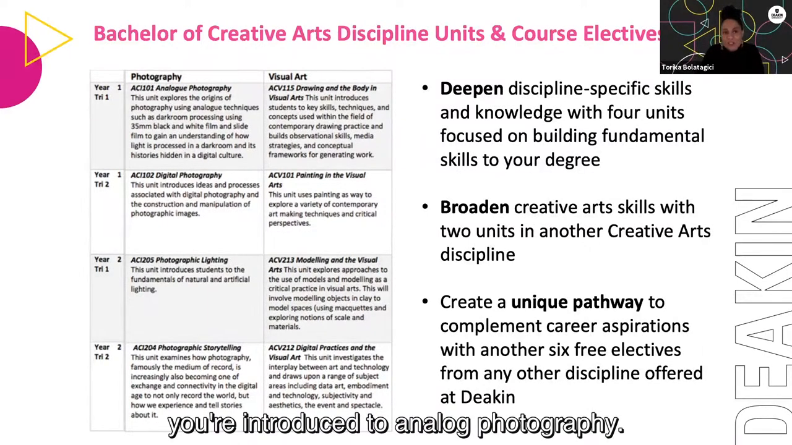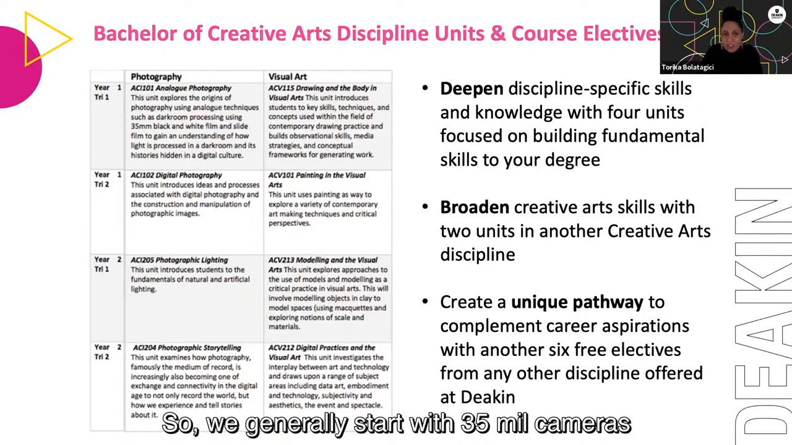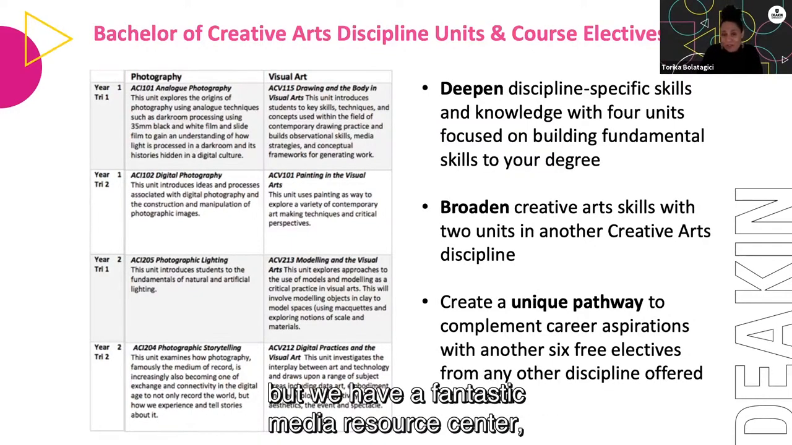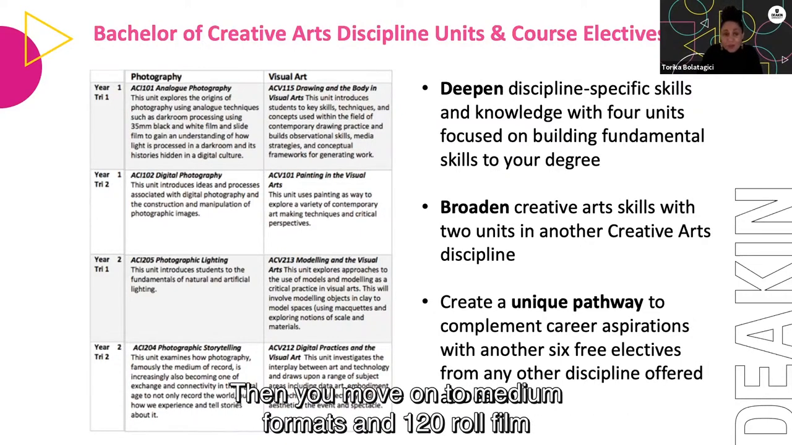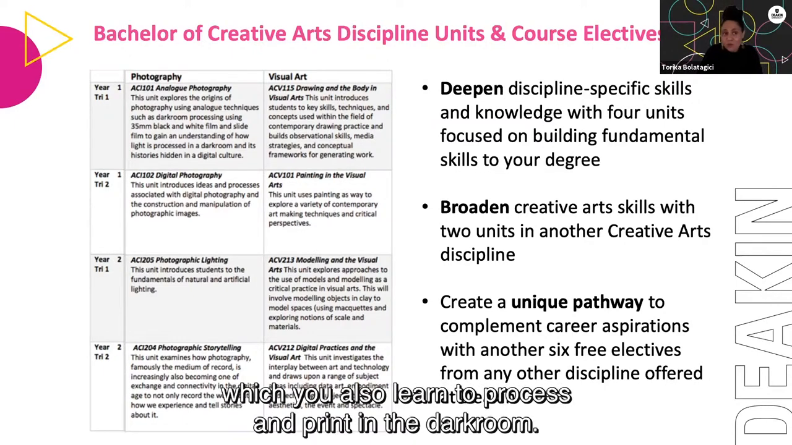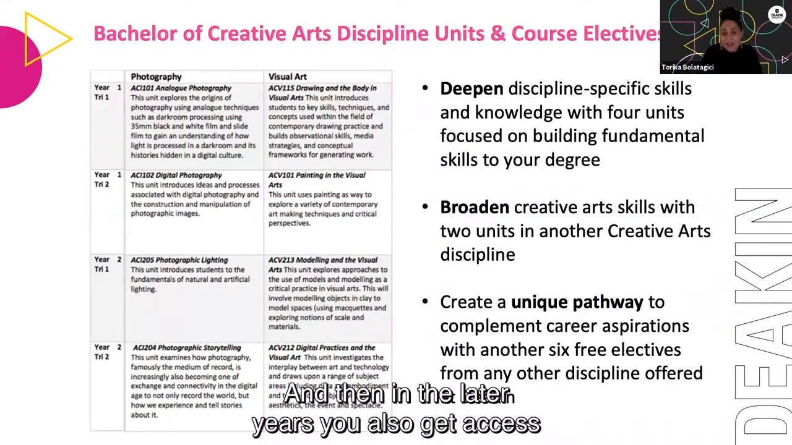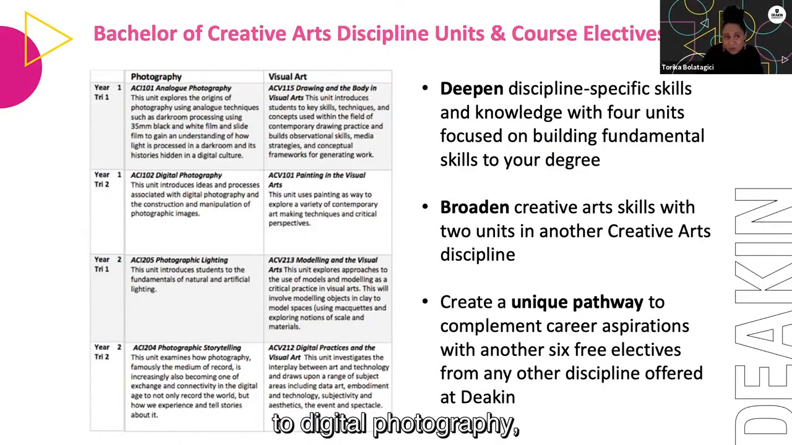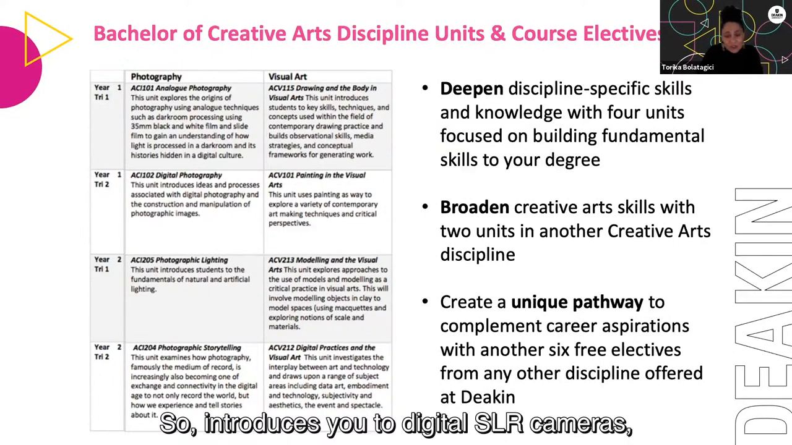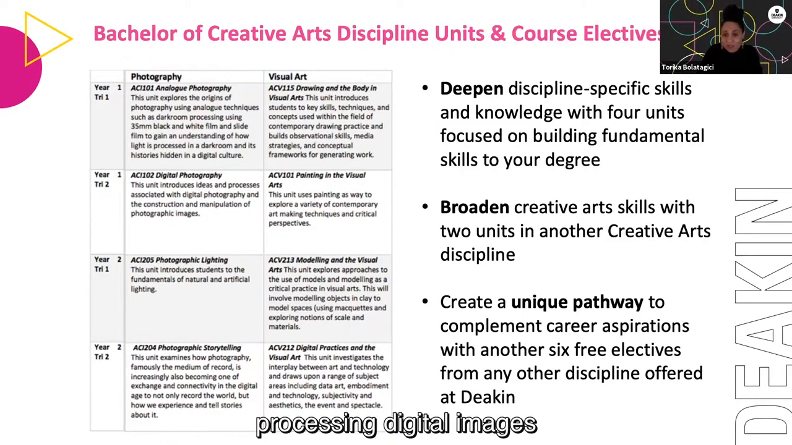In first year, you're introduced to analog photography. So we generally start with 35 mil cameras, and you may not have your own, but we have a fantastic media resource center, which we'll talk about later, where you can actually borrow equipment. Then you move on to medium format, so 120 roll film, which you also learn to process and print in the darkroom. And then in the later years, you also get access to our large format cameras as well. Also in first year, we have an introduction to digital photography. So it introduces you to digital SLR cameras, processing digital images and then printing them.